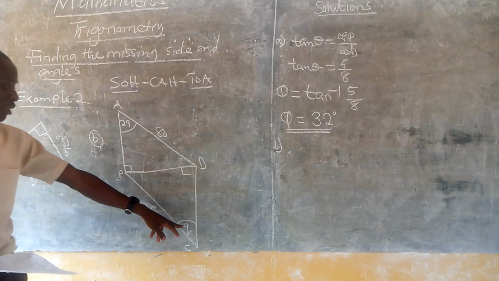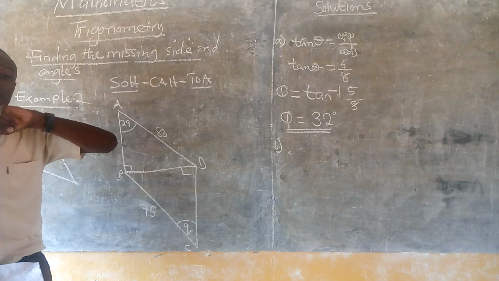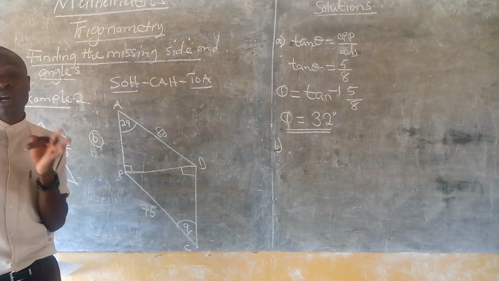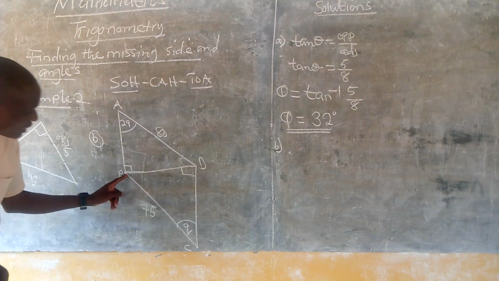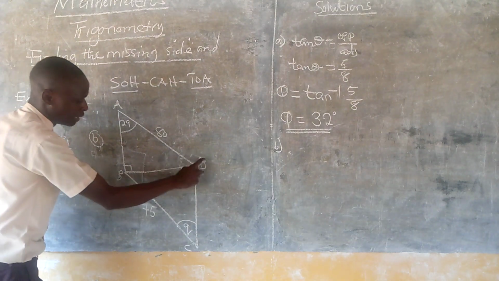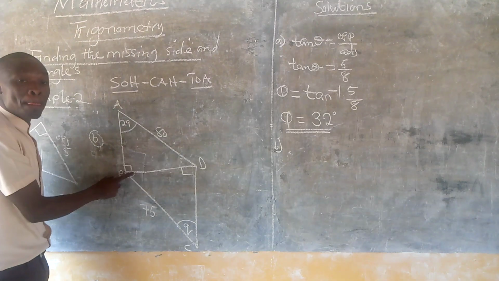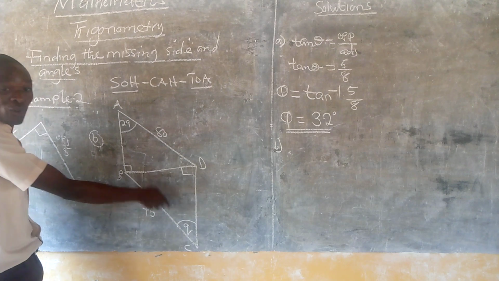We have just been given one side. The other secret that you need to know is that to find an angle which has been asked, you need two given sides. In this triangle, the angle we are finding is BDC. For BDC, we have just been given one side. So we need another side. We need to first find this side, and then we find this angle.